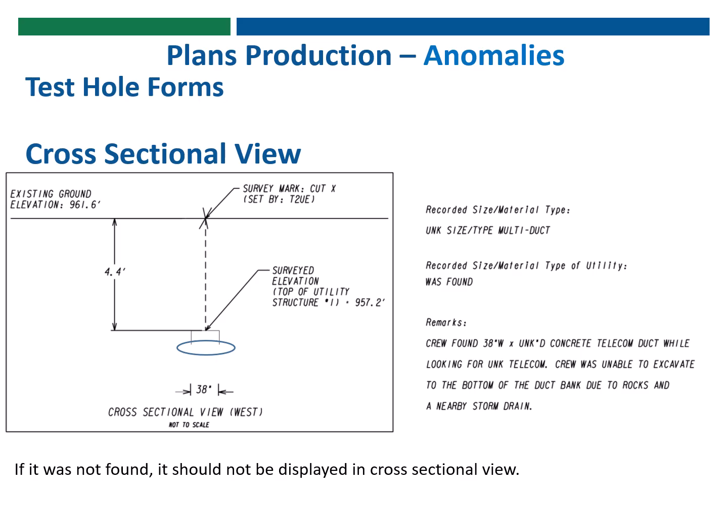Another example of an anomaly. In this example, the crew found a 38-inch wide by unknown depth concrete telephone duct while looking for an unknown telecom. The crew was unable to excavate to the bottom of the duct bank due to rocks in a nearby storm drain. And in the cross-section view, you can see they have shown the duct bank. However, they have not shown the bottom of it since they were not able to excavate to the bottom. If it was not found, it should not be displayed in the cross-section view.